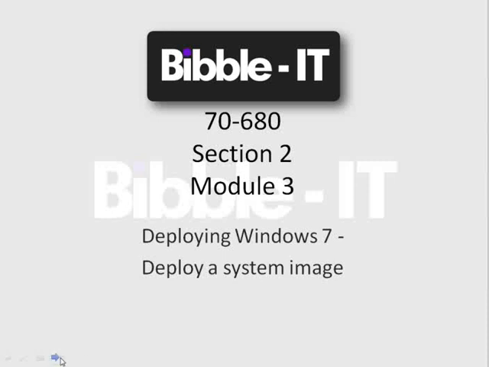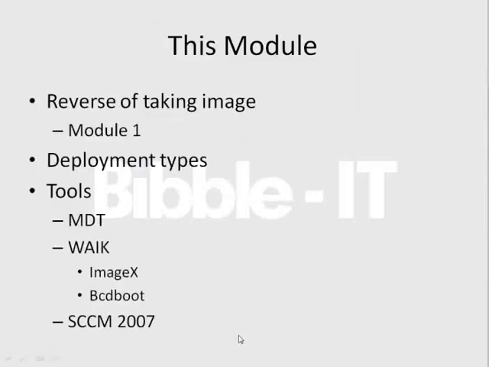Today we're going to be having a look at how to deploy a system image. Basically what we'll be doing today is the reverse of what we did in Module 1. Module 1 was all about how to capture an image. This time we're going to be deploying that same image back to one of our workstations.